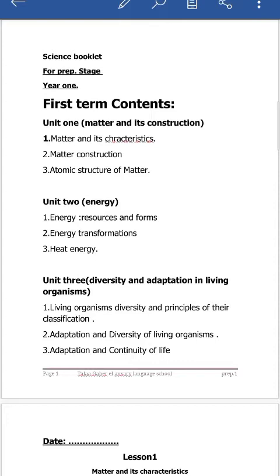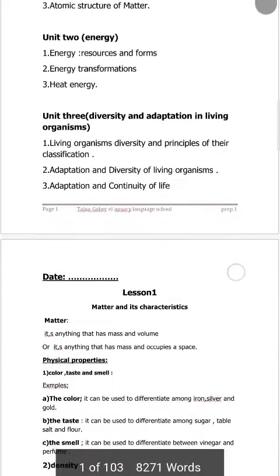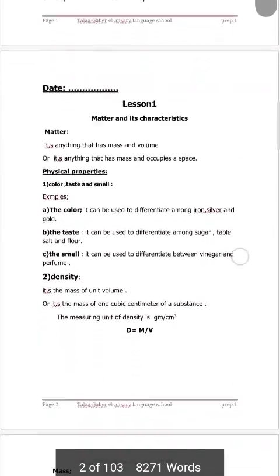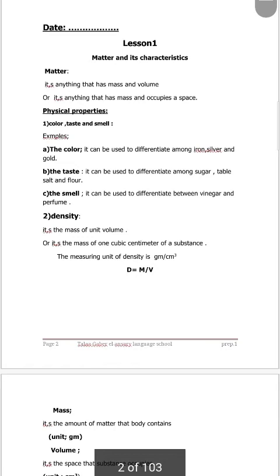أما unit 3 diversity and adaptation in living organisms. Number 1 هيبقى living organisms diversity and principles of their classification. Number 2 adaptation and diversity of living organisms. Number 3 adaptation and continuity of life. نبتدي مع بعض lesson 1. وقلنا lesson 1 بيتكلم عن matter and its characteristics.